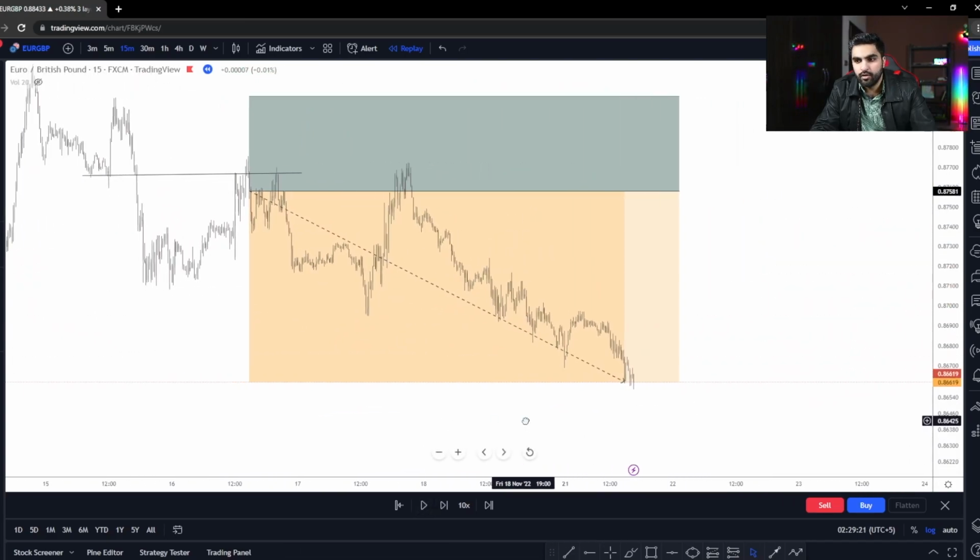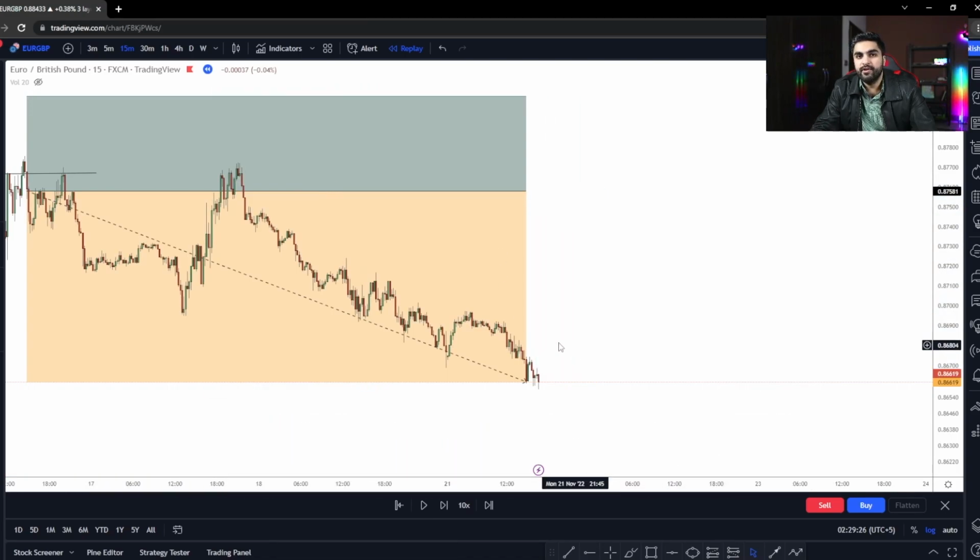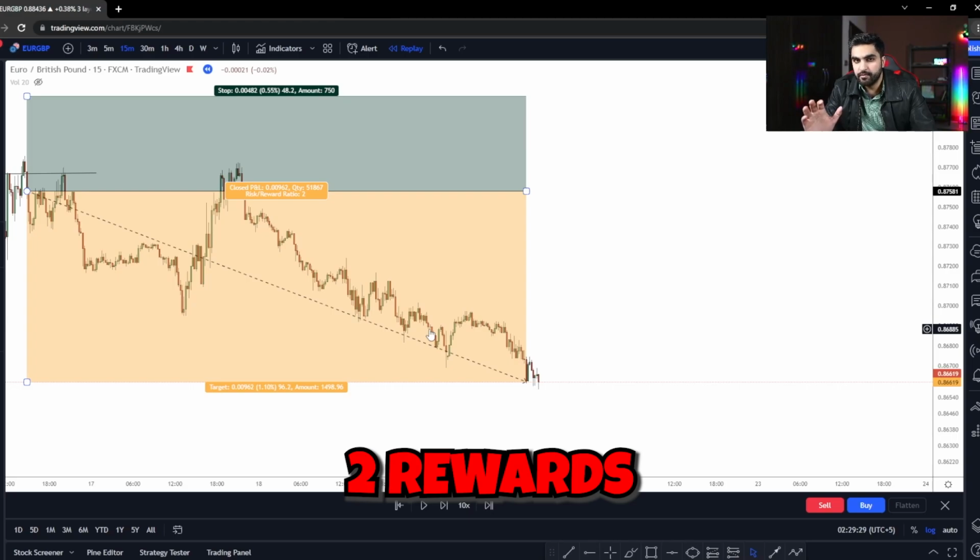And here we go. Look how well the market ended up hitting our take profit area, and we have got another 2 rewards from this trade as well.